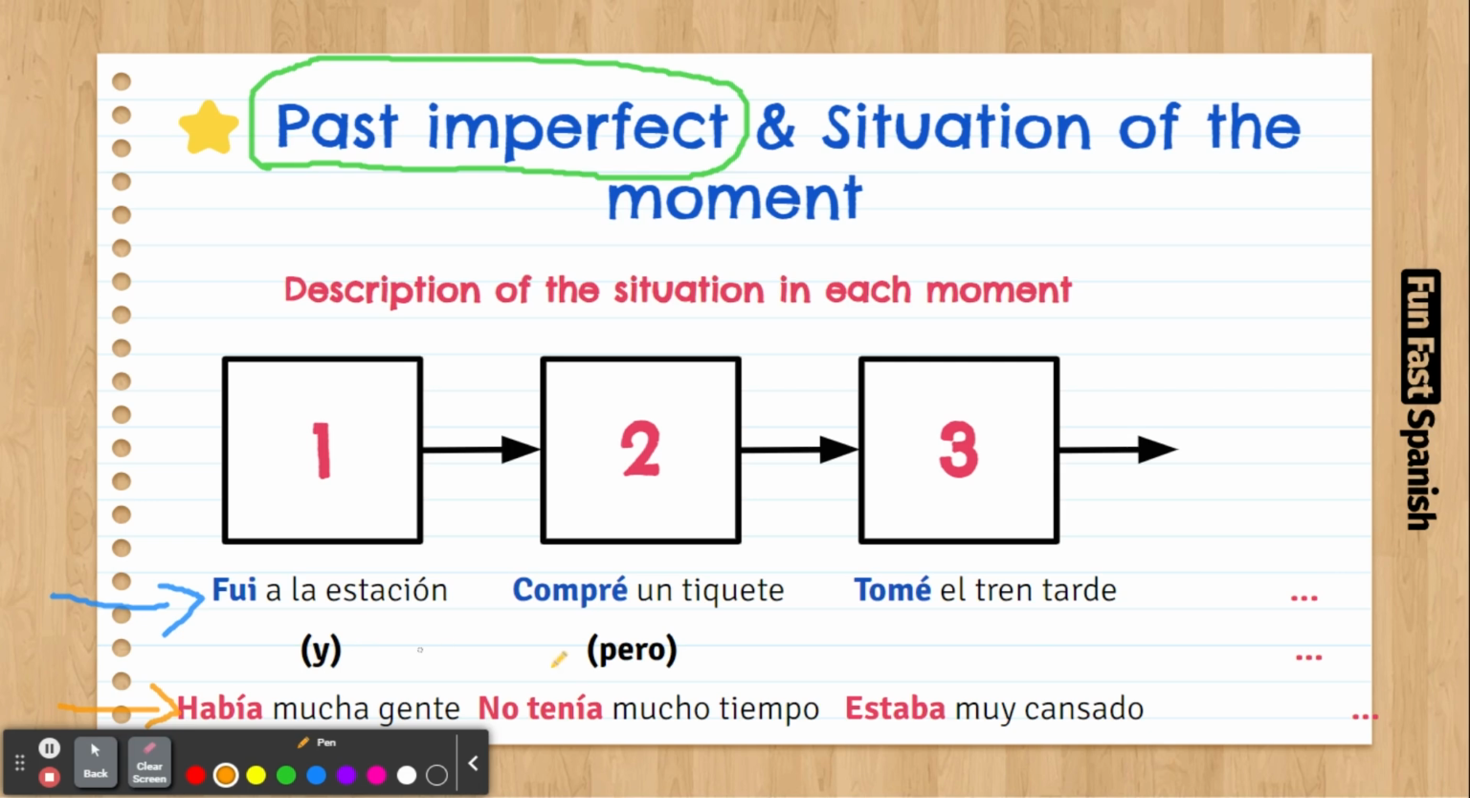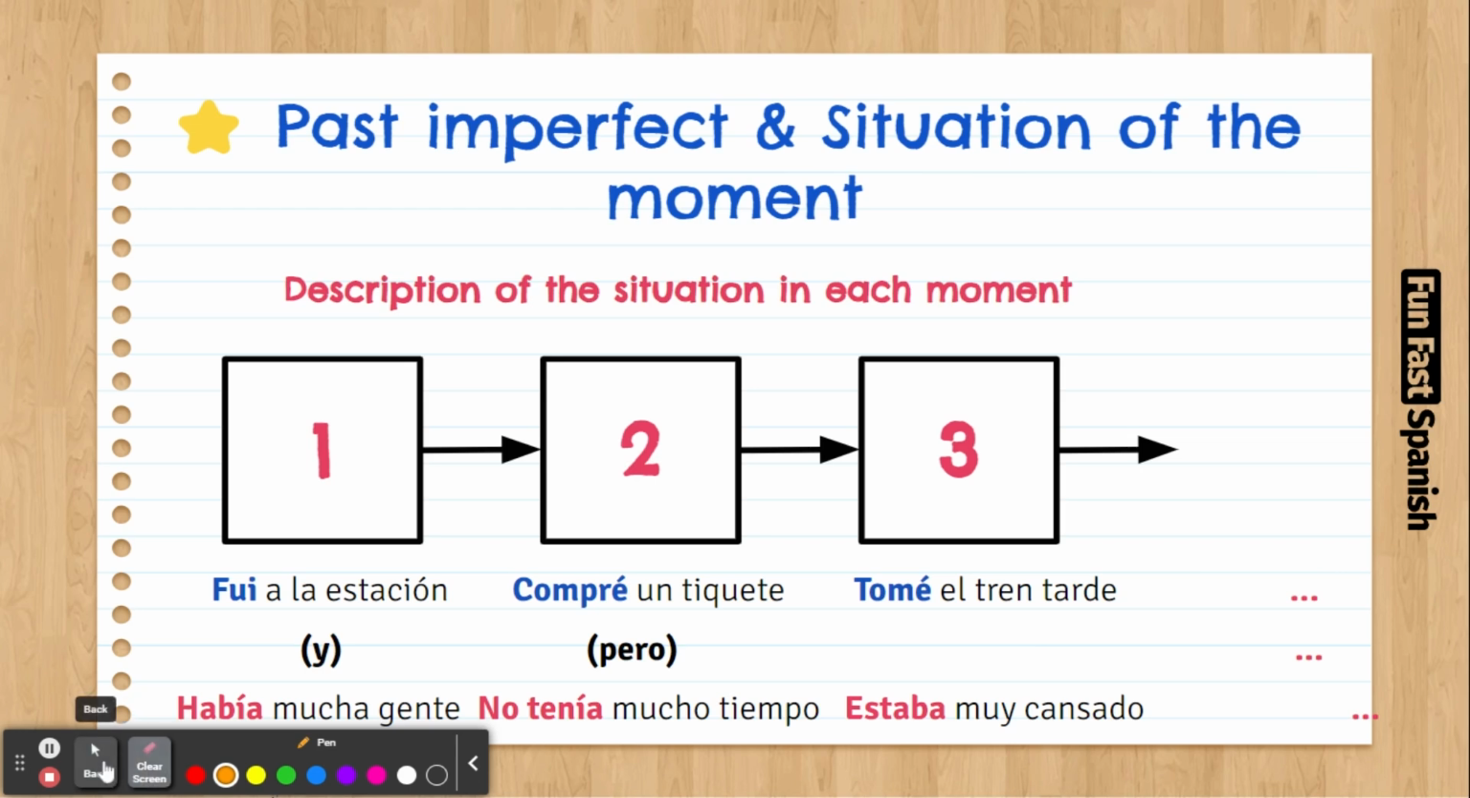These words here, pero, are optional. You don't have to put them, but you can also add them, or cuando. You can say, cuando fui a la estación había mucha gente, but you don't have to use them. They're like additional. Okay, that will be it.